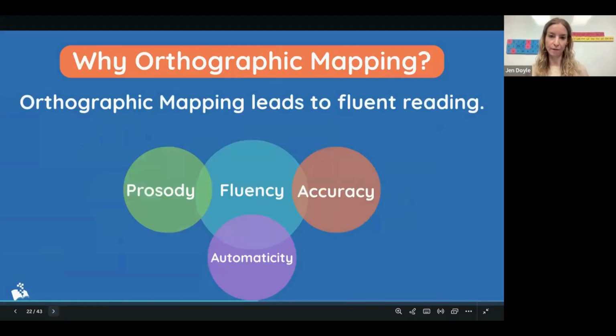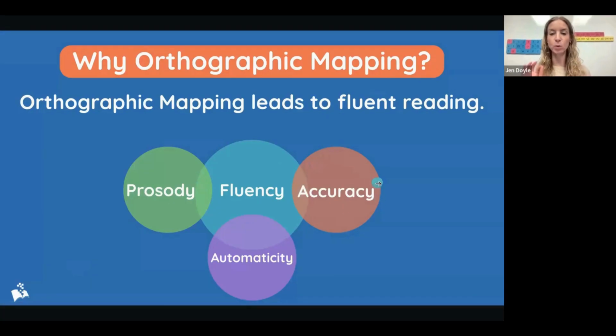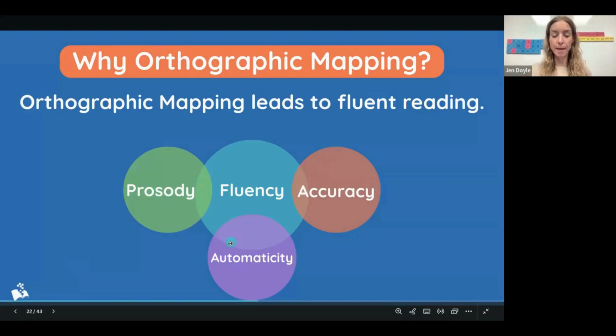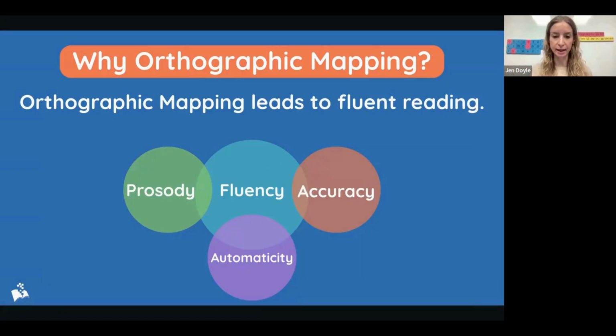So why orthographic mapping? Why should we even focus on this? What does it ultimately lead to? Well, the purpose is to lead to fluent reading, because once that word is stored in long-term memory, a student can then be really fluent. They're an accurate reader, reading words really accurately. They don't have to focus on decoding them. They're automatic with their reading. It comes quickly and smoothly and easily.